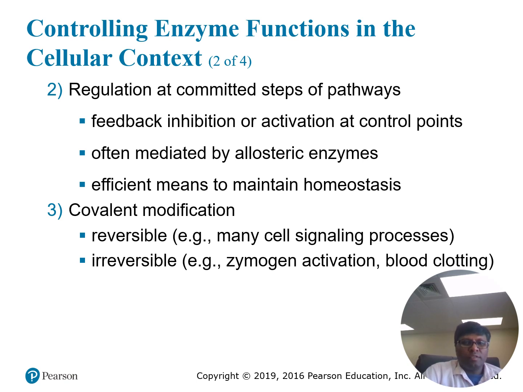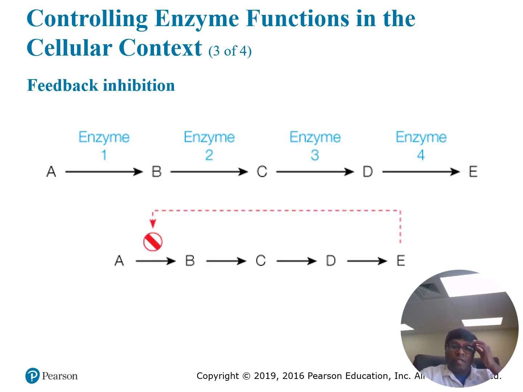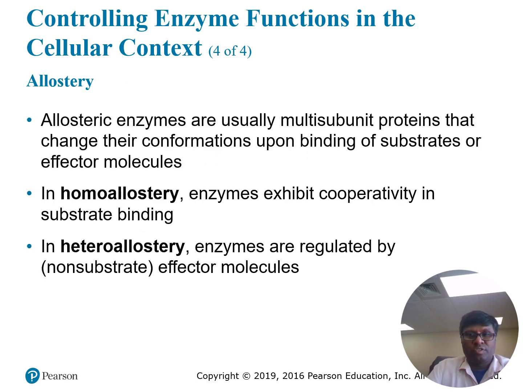And in the case of covalent modification, it is mostly irreversible, though it can be reversible. Signaling processes happen and have to be regulated regularly. Irreversible ones include blood clotting and zymogen activation, which are covalent modifications. In feedback inhibition, the substrate is there and the enzyme gives the product E, and once product E is made, it stops enzyme 1, saying we made enough of the final product, so we don't need any more of it. Then it stops the enzyme production and other things.